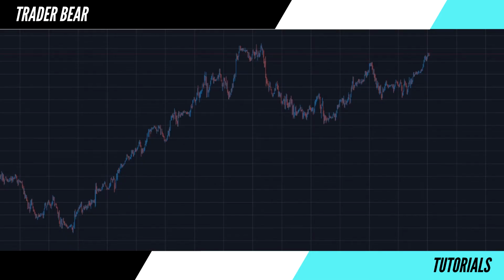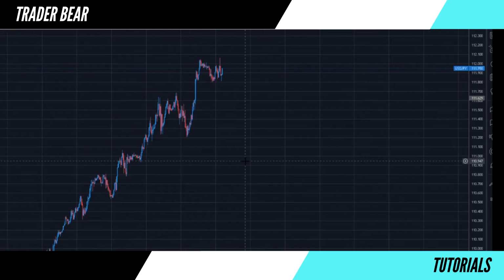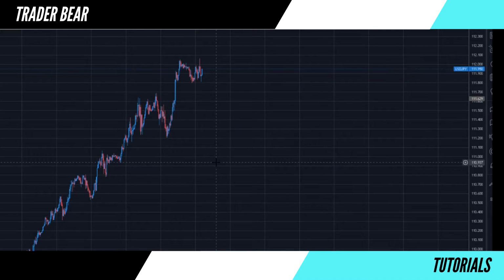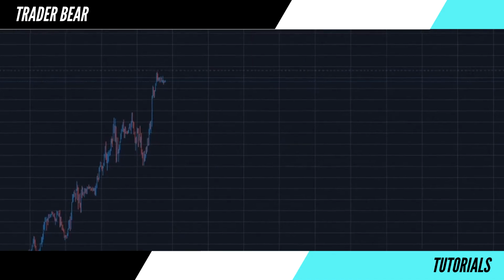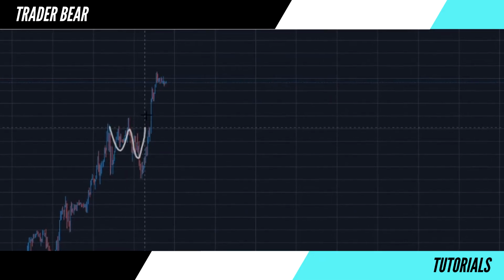So here's a popular pattern that most of you should know. Here, we are looking at a potential double top, also known as an M pattern. So in the M pattern formation, we are looking at the markets to come to a high point.